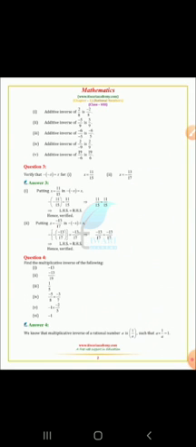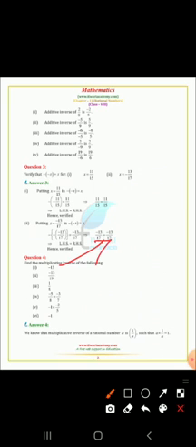Next is the fourth question. Find the multiplicative inverse of the following. Multiplicative inverse is nothing but the reciprocal of the given number, as I said. What is the multiplicative inverse of minus 13? 1 by minus 13. Why? Because minus 13 can be written as minus 13 by 1, so its reciprocal will be 1 by minus 13.